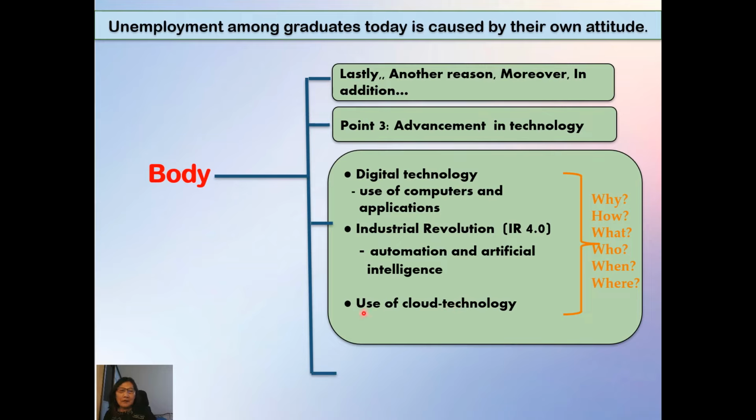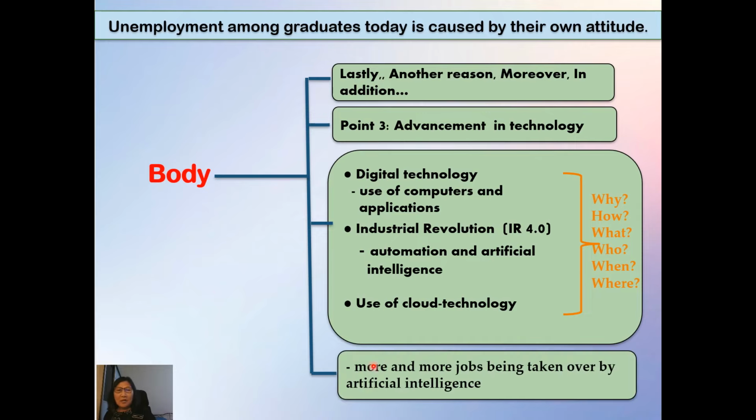Right? And another point that you can use is, of course, the use of cloud technology, where information is all stored out there. Okay, so all of these reasons cut down the requirement for graduates to be employed. Okay, so once all the explanations are done, then you write the concluding sentence. Okay, so more and more jobs are being taken over by artificial intelligence. So that will conclude the third point.